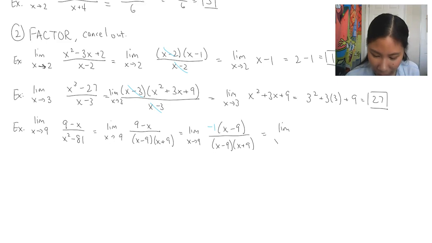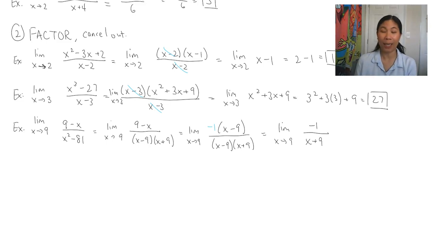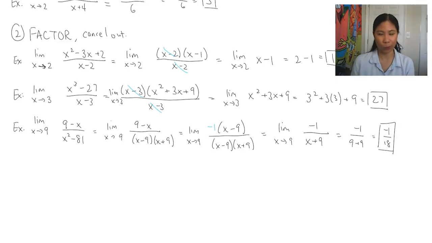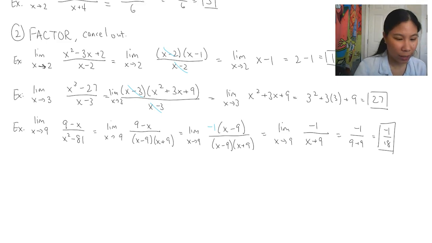So now we're taking the limit as x approaches 9 of -1 over x plus 9. And now when I plug in 9 on the bottom, it doesn't equal 0 anymore. So my final answer is going to be -1 over 18. Cool. So that's another factoring one.